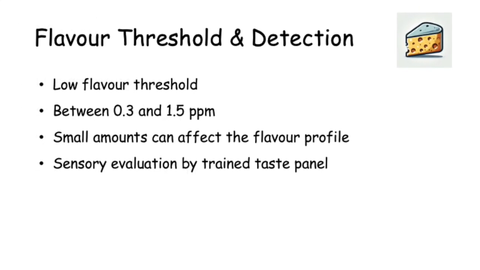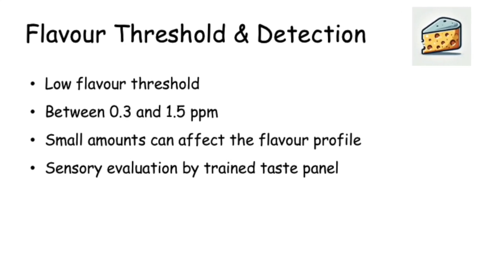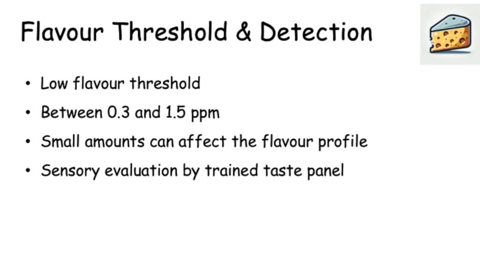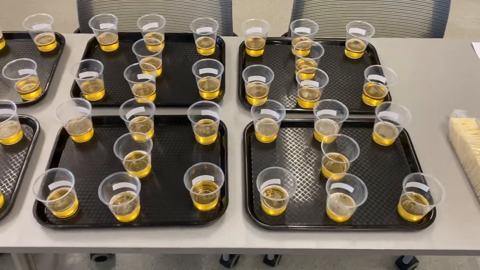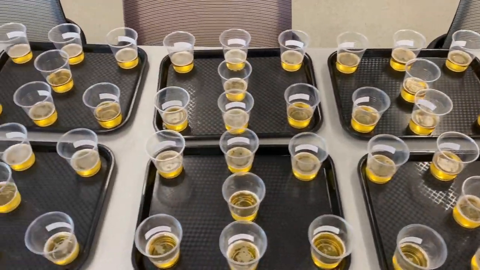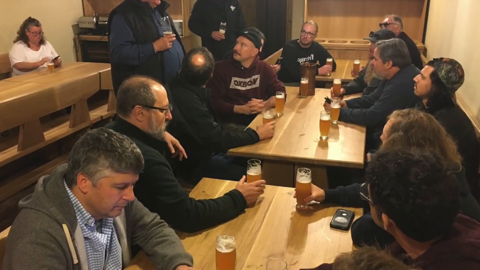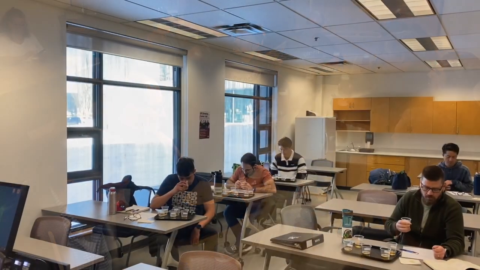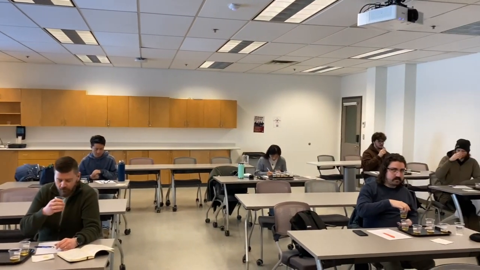Now, let's talk about the taste threshold of isovaleric acid in beer. Isovaleric acid has a very low flavor threshold, usually reported between 0.3 to 1.5 parts per million in beer. This means even a tiny amount can be noticeable and affect the beer's sensory profile. Sensory evaluation by trained tasters remains the most practical method for detecting isovaleric off-flavor in beer.